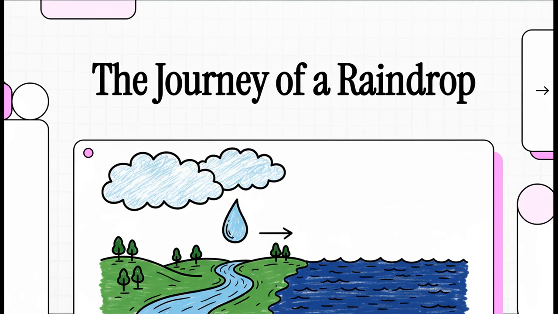Hello and welcome. Today, we're going on an adventure. We're going to follow the incredible journey of a single raindrop, from the moment it's born high up in the sky, all the way through its wild path across the land, and finally out to the ocean. So let's dive right in.